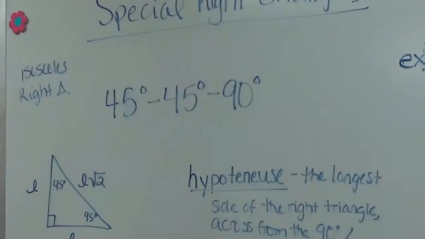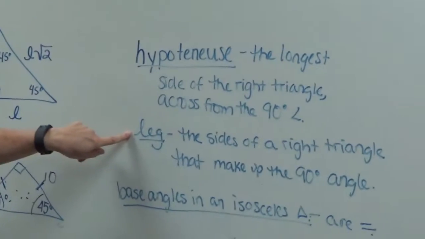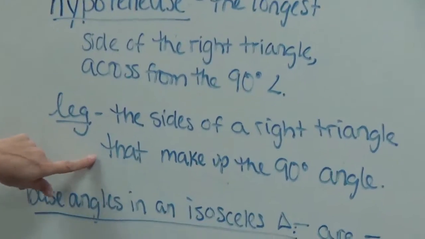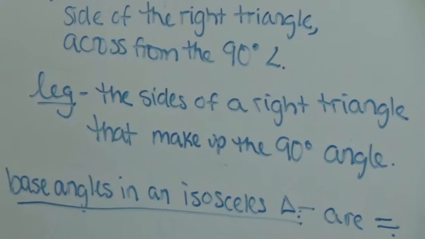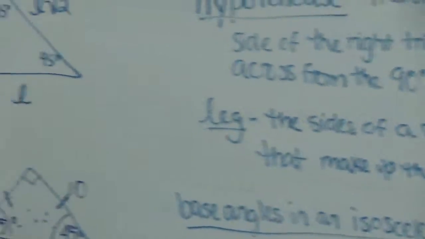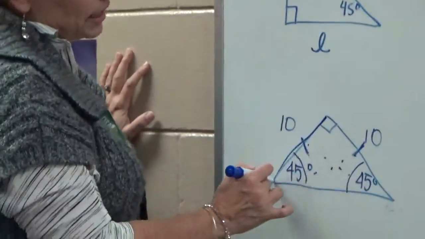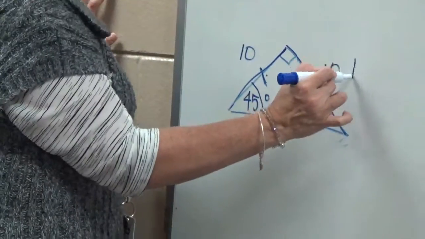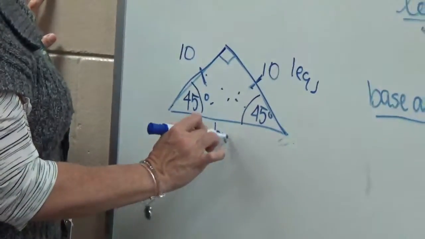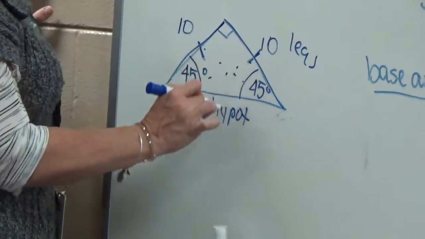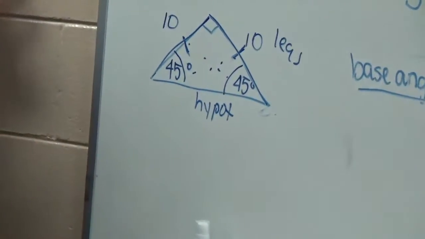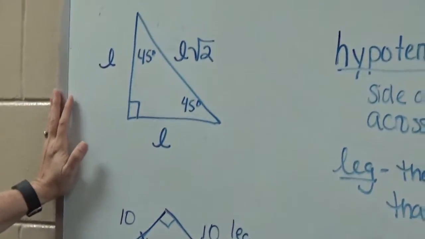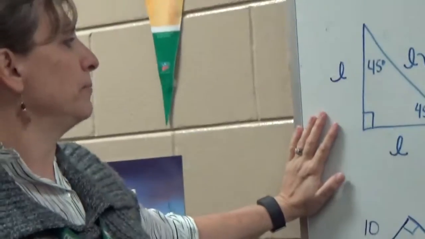All right, the legs of a triangle are the sides of a right triangle that make up the 90-degree angle. So in this case, these are the two legs, 10 and 10. Those are called legs, and this is the hypotenuse, okay, because it's across from the 90-degree angle. All right, so this is what you need to know. This is the big lesson of today.